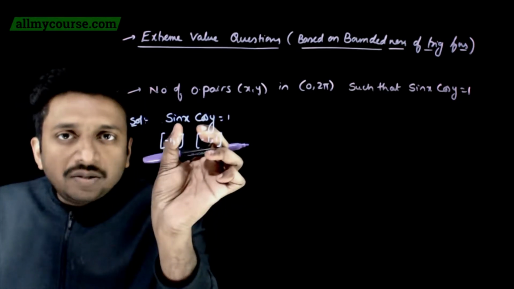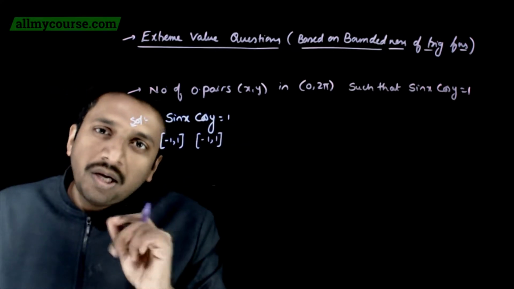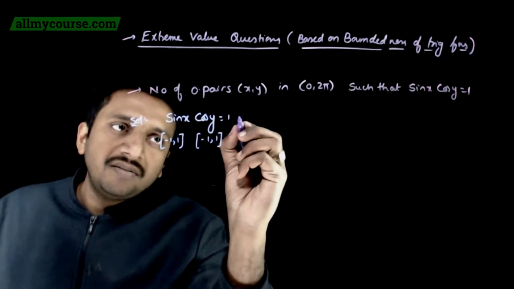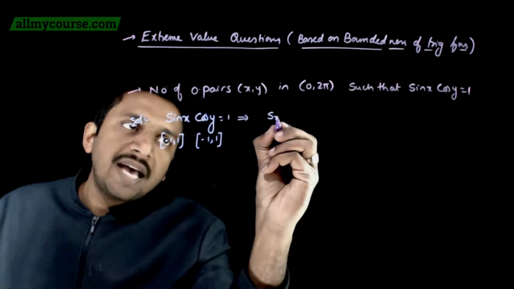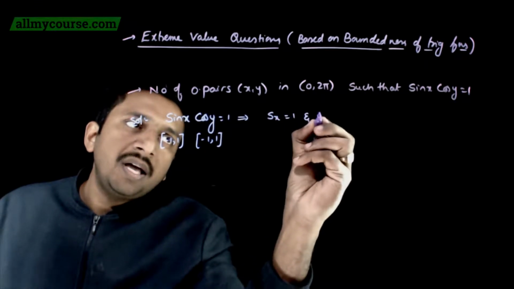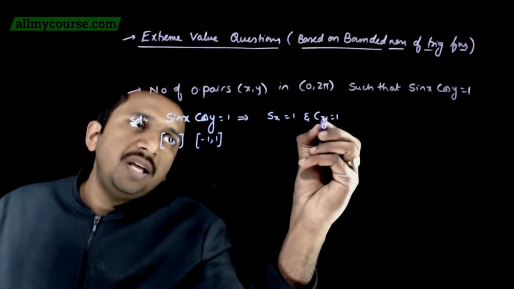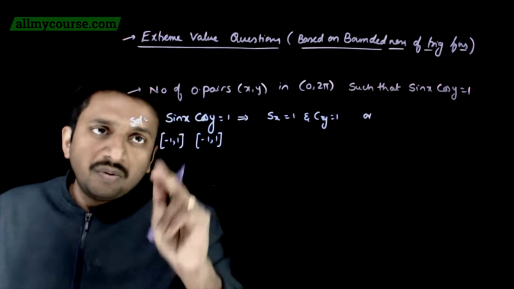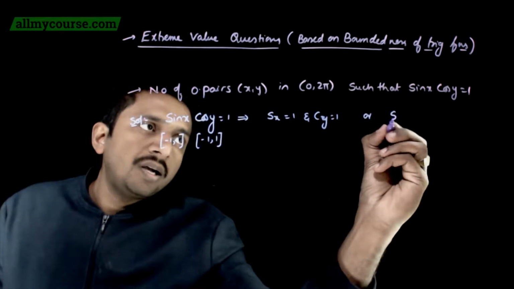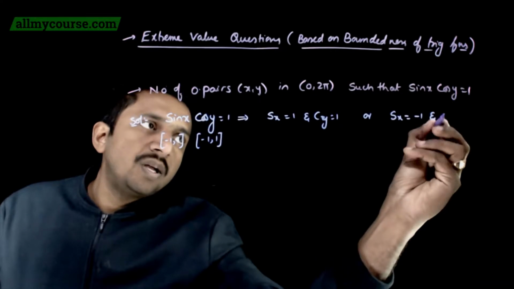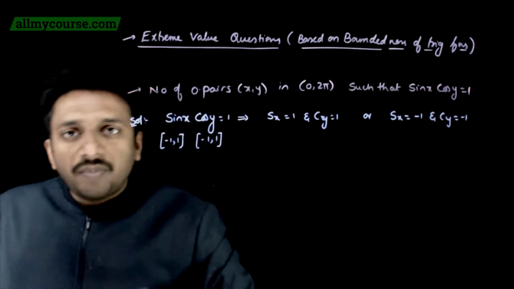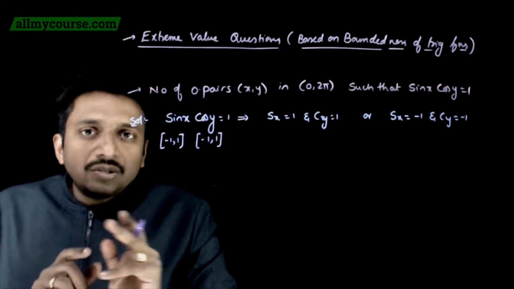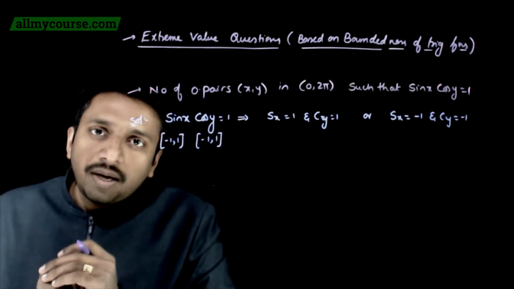The product of these two will be equal to 1 only in two cases. That is, if this has to be equal to 1, then sin x is equal to 1 and cos y has to be equal to 1, or sin x is equal to -1 and cos y is equal to -1. So only in these two cases can this be valid.